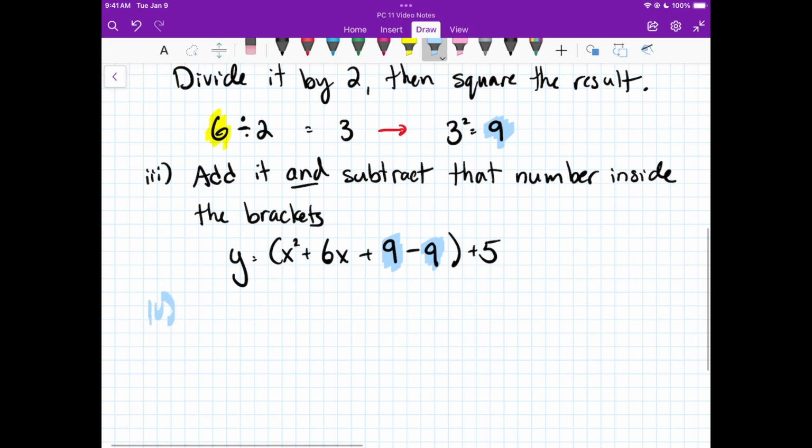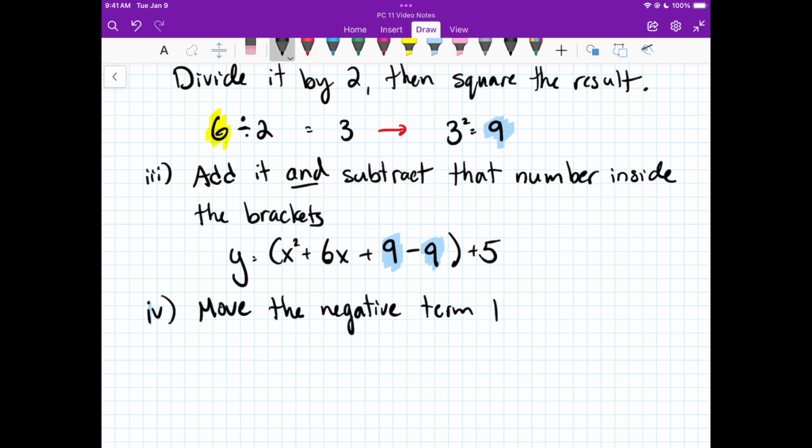All right, Step 4. We're going to take that -9 and we're going to move it out of the brackets. You might be wondering why we bothered to put it in there in the first place. It doesn't actually matter too much when we have a basic one like this, but for the more complicated ones, it will matter. And so it's better to get into the habit of starting with it in there and then just moving it out later. So for now, just trust me.